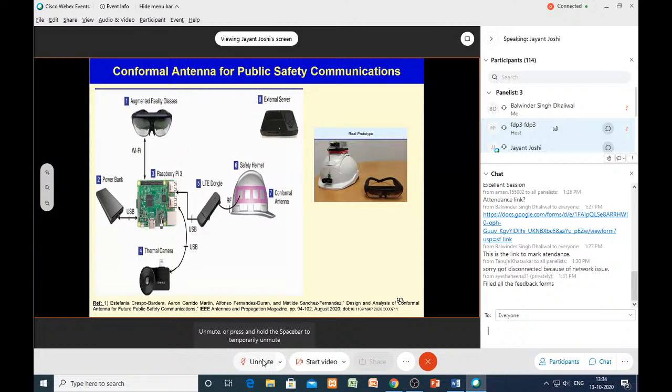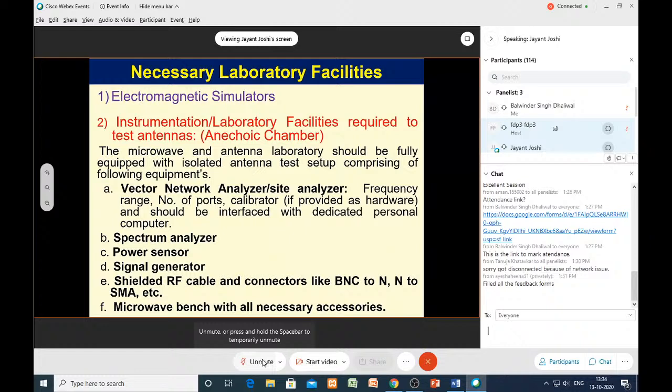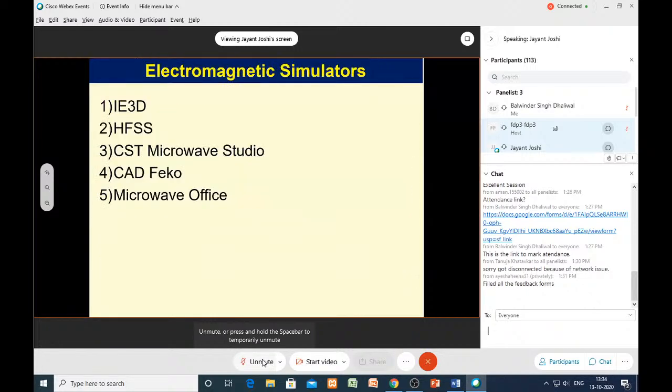This is a very informative paper, I think. So what are the laboratory facilities we need? We should have electromagnetic simulators, I3D, HFSS. Then the instruments we should have: the VNA, spectrum analyzer, power sensor, signal generator, RF shielded cable, BNC to N and N to BNC connector, SMA connector, and microwave bench. These are the names of some of the simulators I mentioned here.